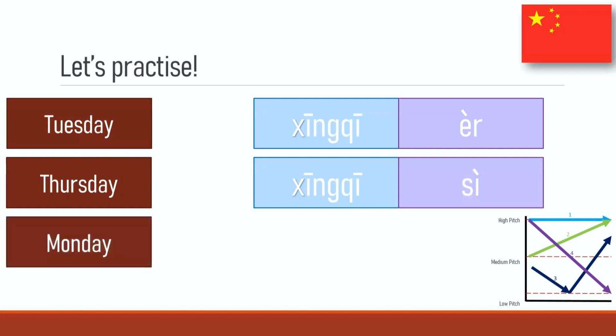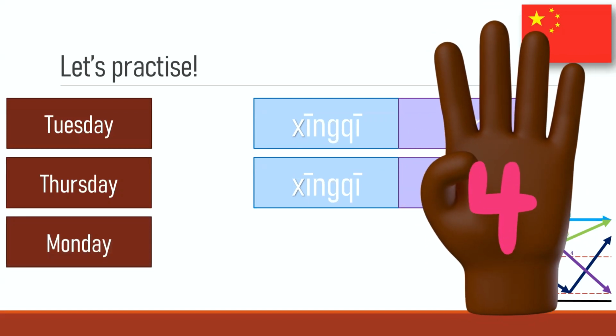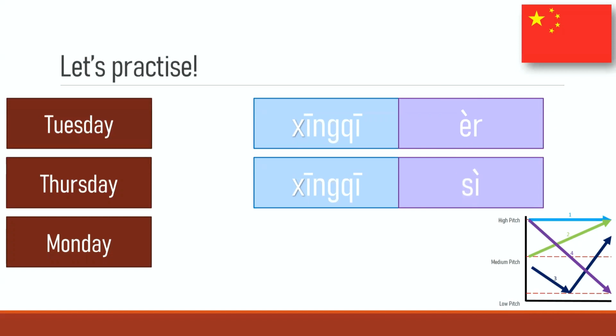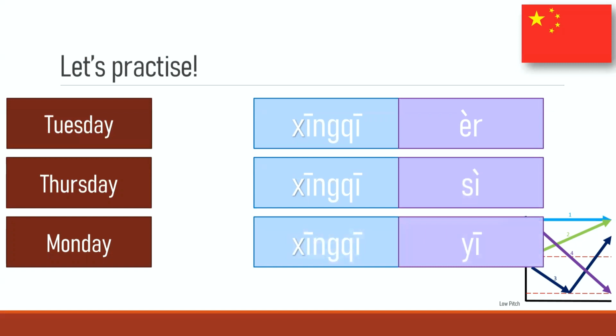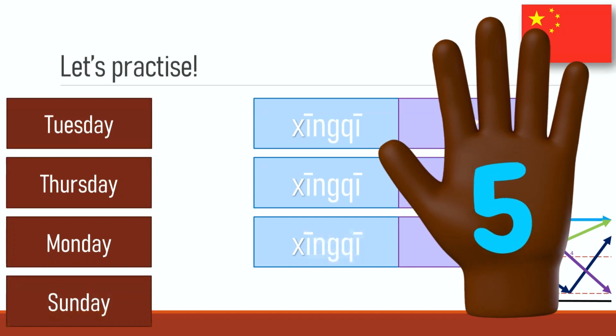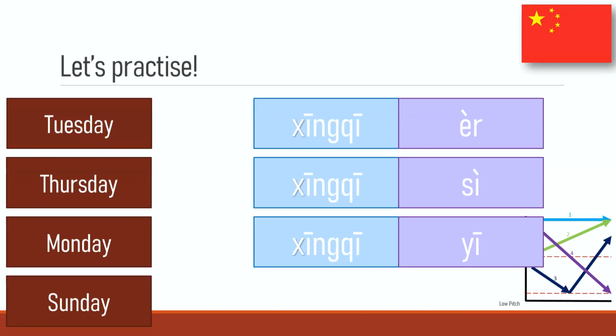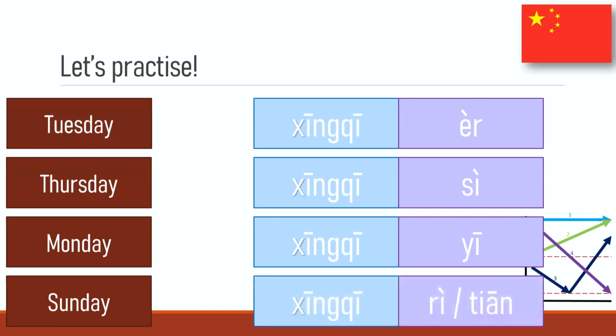Next up, Monday. All right, so Monday, first day of the week, 星期一. Finally, Sunday. Got it? So remember, 星期, and then for Sunday, you can actually say either 日 or 天. They both mean the same thing and are interchangeable. So 星期日 or 星期天. Again, you can say 礼拜 or 周.